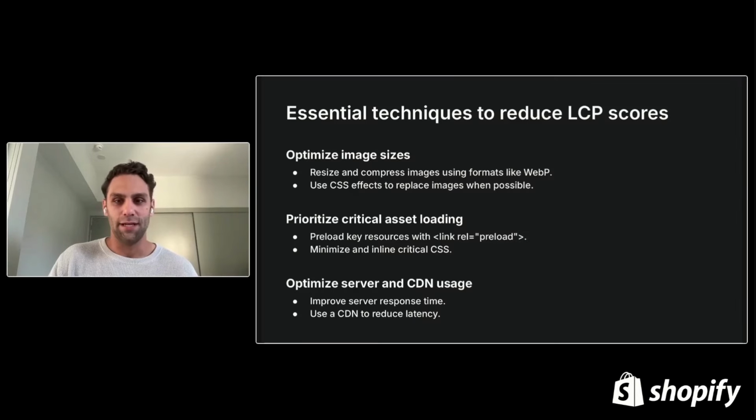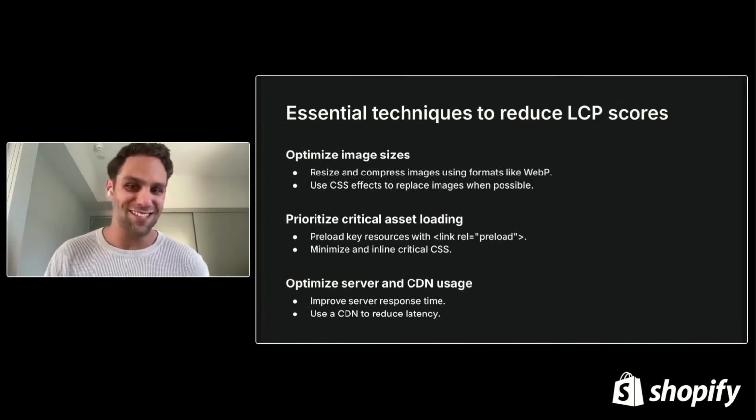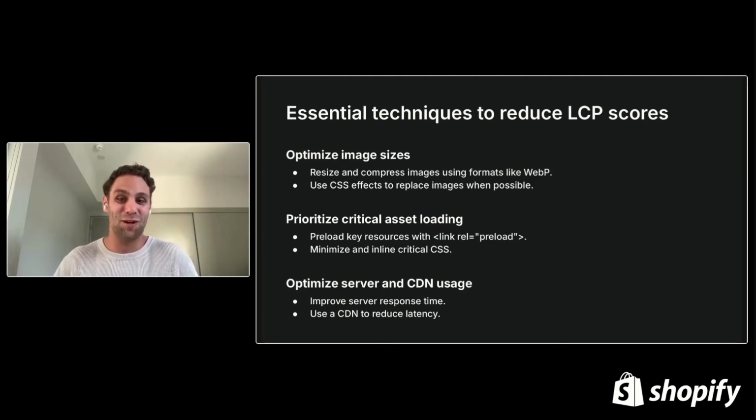First, let's start with LCP. To reduce LCP, focus on these three strategies. First, optimizing images by resizing and compressing images using modern formats like WebP. You can drastically reduce file sizes without sacrificing quality. Additionally, consider using CSS effects to replace images when possible, which can improve loading times. Second, prioritize critical asset loading by utilizing the preload attribute on key resources to ensure the web page prioritizes resources essential to the elements above the fold.